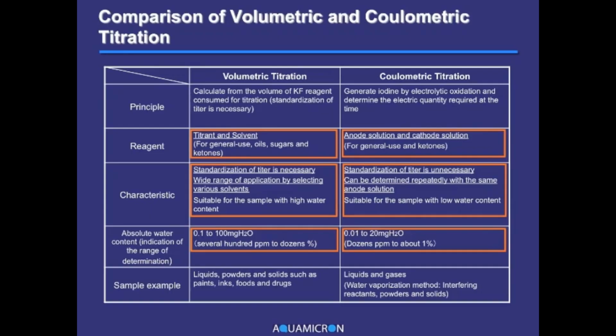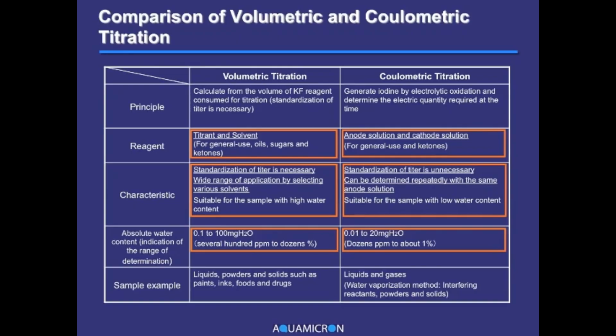For colorimetric titration, we also need 2 reagents. One is the anode solution, and the other is the cathode solution. However, there are only 2 kinds of anode solutions illustrated in italics. One is general use, and the other is for ketones. Thus, colorimetric titration is applicable for limited kinds of samples. Colorimetric titration is not applicable for samples that foul the electrodes or interfere with the normal iodine generation that helps achieve accurate measurements. On the other hand, colorimetric titration is suitable for trace amounts of water.